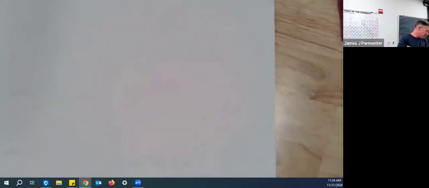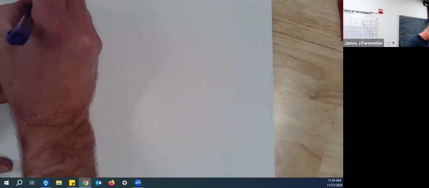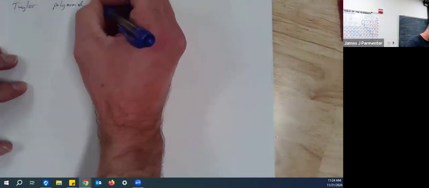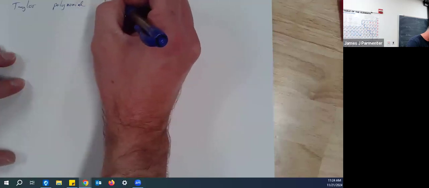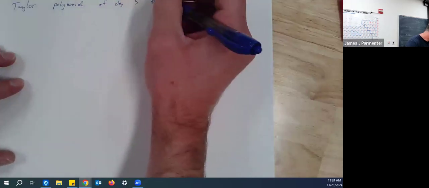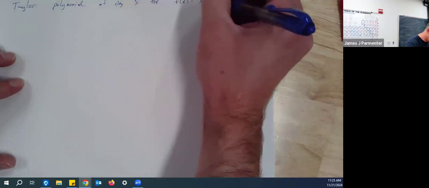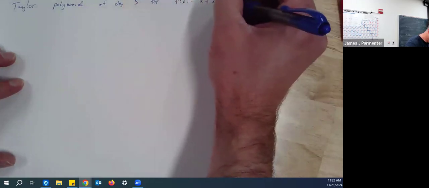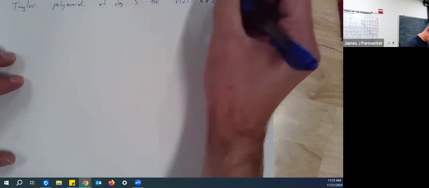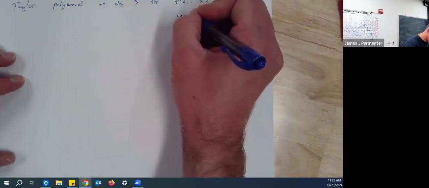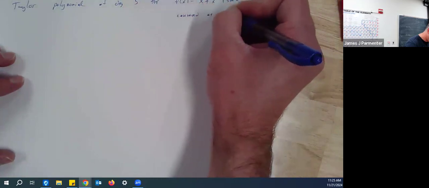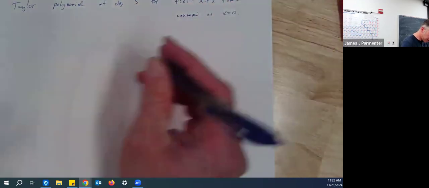Find the Taylor polynomial of degree 5. It's a little bit much. For f of x equal to x plus x squared plus sine of x centered at 0. Oh, good. Bless you. At a equal to 0.